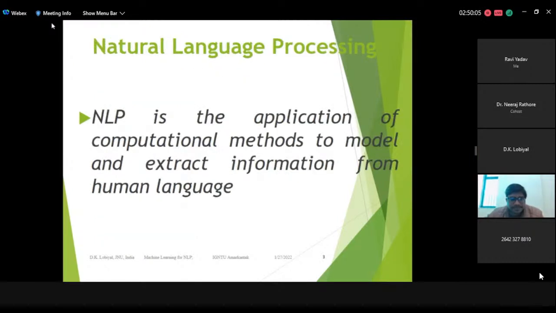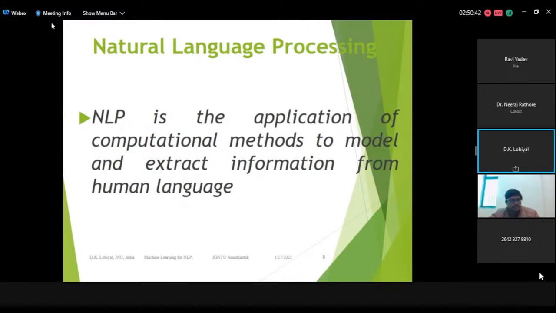So let me see what natural language processing is. So half part of the lecture will be on that. I'll not go by the traditional way that it is taught, and then I'll go to the application of machine learning. So basically, NLP is where you apply computational methods, the models, and extract information from the human language. That means how the human language can be modeled and how the human language information can be extracted, by applying computational methods. That is how NLP is defined.